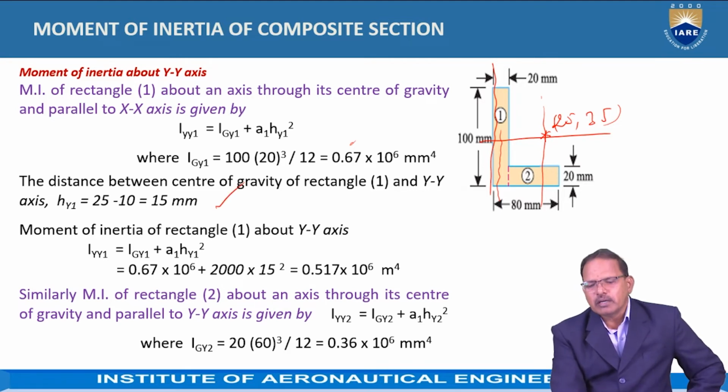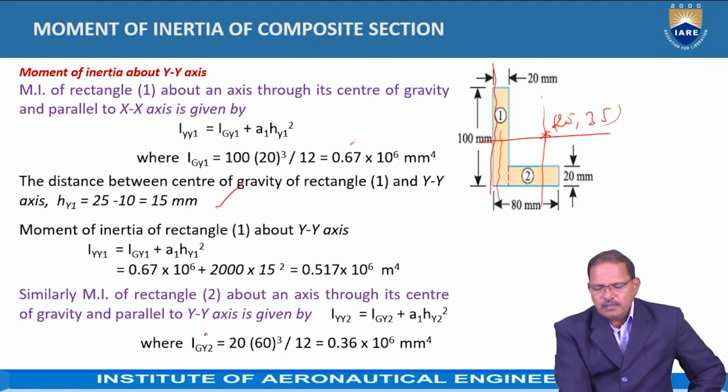Iy1 is equal to the moment of inertia possessed by the first rectangle about the y-axis, which is equal to Ig, that is 0.67 into 10 to the power of 6 plus 2000 into the difference, which is given as 15 mm, that is 15 square. It is equal to 0.2517 into 10 to the power of 6 mm to the power of 4.